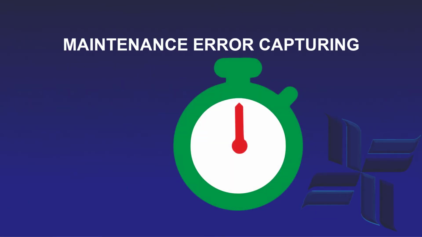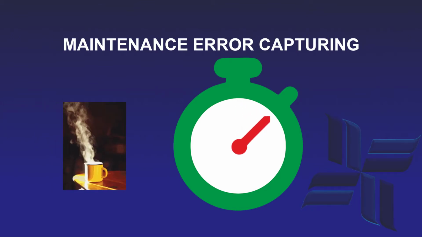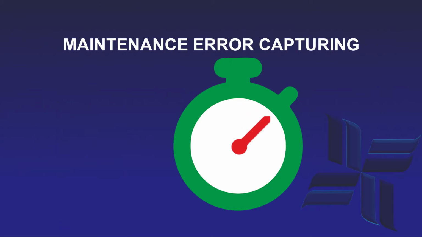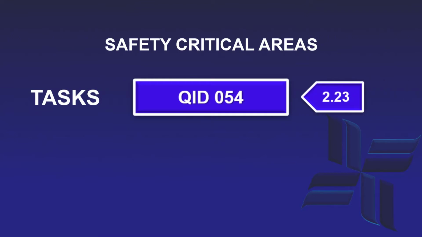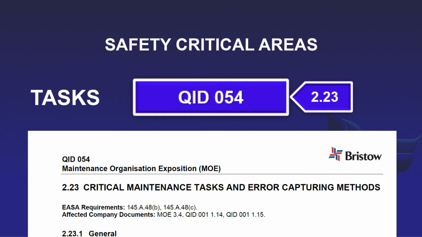Occasionally, an independent inspection may be required by the person involved in carrying out the task. This re-inspection must be carried out with a 10-minute off-aircraft break before the independent inspection is performed. The Maintenance Organisation Exposition, QID 054, is where Bristow identifies safety-critical tasks when additional maintenance safeguards are required. Section 2.23 details these error capturing tasks.